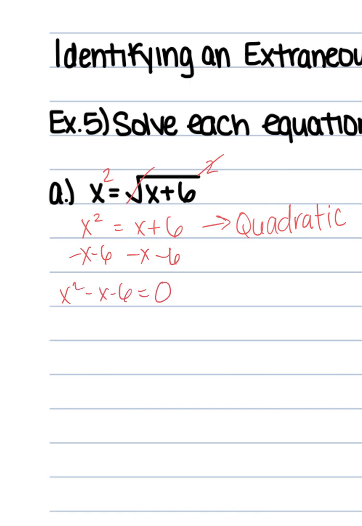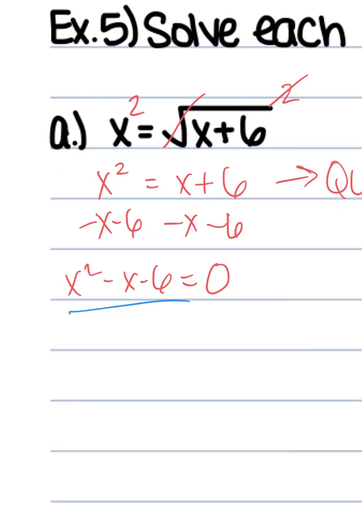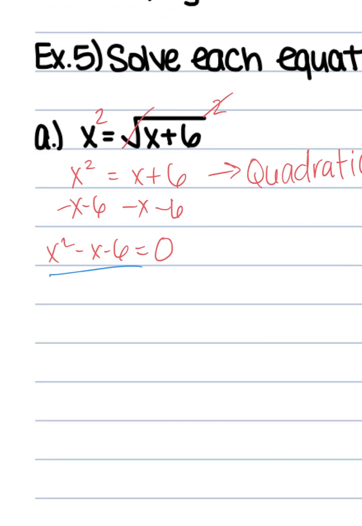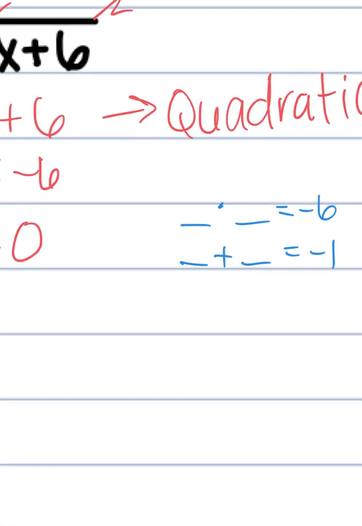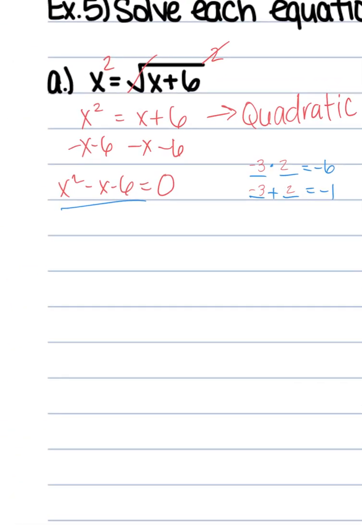This is standard form. Look at the left-hand side. All we're looking for are two factors that when they multiply, they give us negative 6, but when you add them together, they give you negative 1. Let's make our chart. Multiply to give me negative 6, add to give me negative 1. If you know what you're doing, you'd pick negative 3 and 2. If you didn't get those, you need more practice, okay? So we get negative 3 and 2. That means we're going to factor to x minus 3 and x plus 2 equals 0.